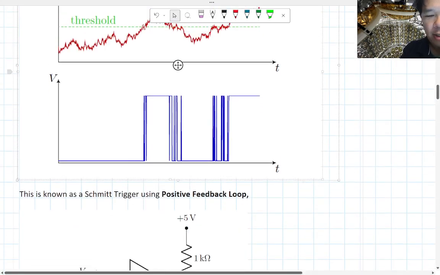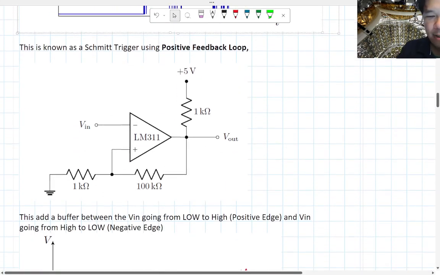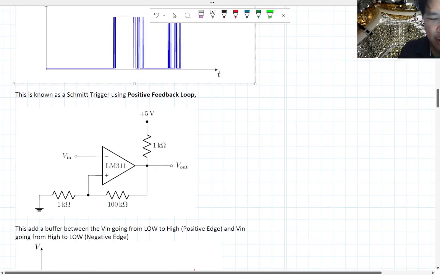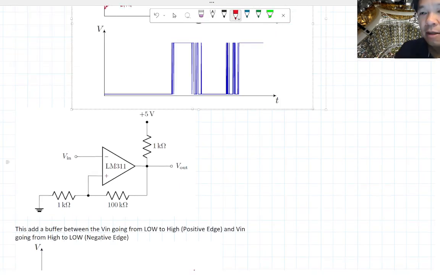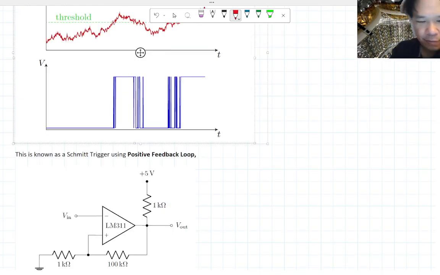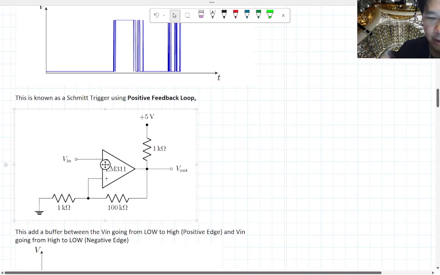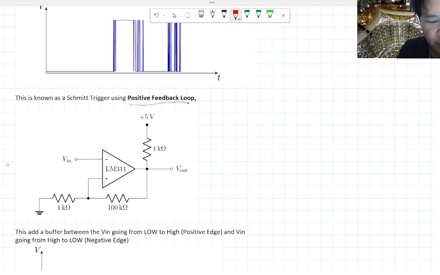So we're going to connect our V out to the non-inverting input instead. Okay, I'm going to do Control Z to move that back. Okay, stop it. Okay, there it goes. So this is known as a positive feedback loop because instead of going to the inverting terminal, we're going to go to the positive, V in positive, the non-inverting input.